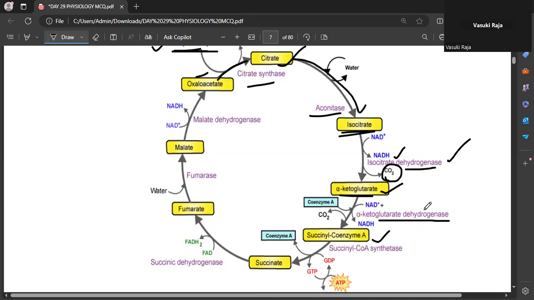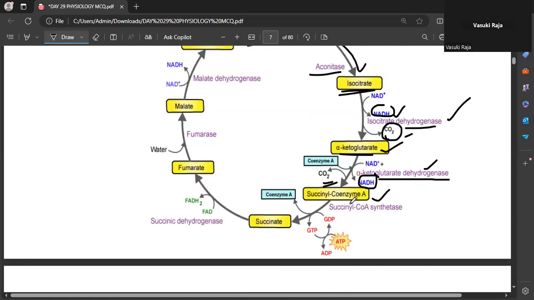Whenever an enzyme ends with dehydrogenase, definitely there will be the production of NADH. Don't forget this. And in this particular reaction, carbon dioxide is released, in the same way as here also carbon dioxide is released. Now the succinyl-CoA will be converted into succinate.